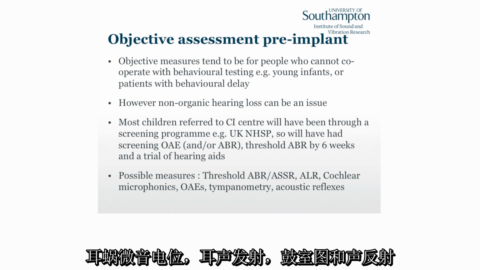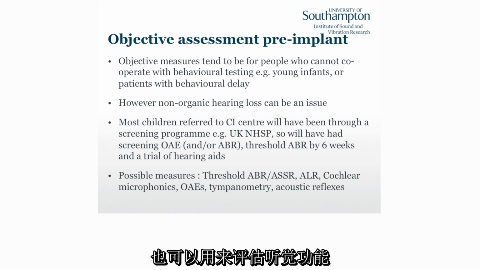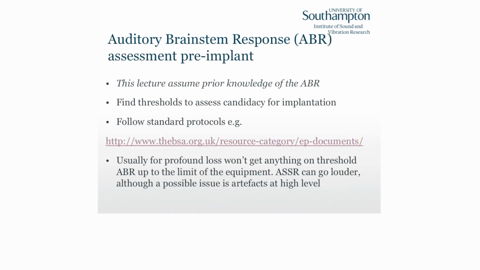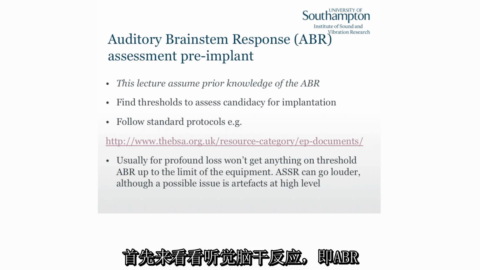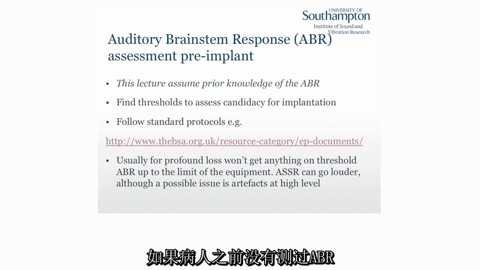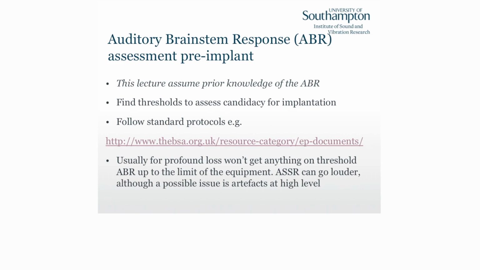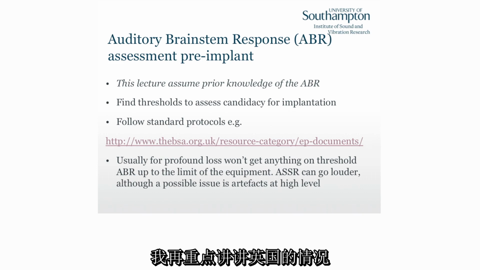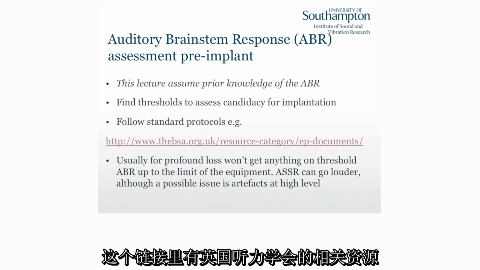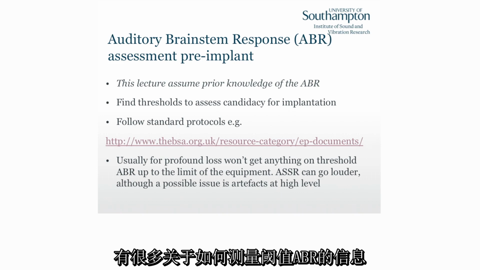Cochlear microphonics, otoacoustic emissions, tympanometry and acoustic reflexes are also measures that we could use to assess auditory function. So focusing firstly on the auditory brainstem response, the ABR, if it hadn't been carried out beforehand, we'd be using it to assess thresholds objectively, to assess candidacy. Again, I'm focusing here a bit on the UK side, so we'd have standard protocols. There's a link here to the British Society of Audiology resources on evoked responses. That's got a lot of information about how we would carry out threshold ABR.